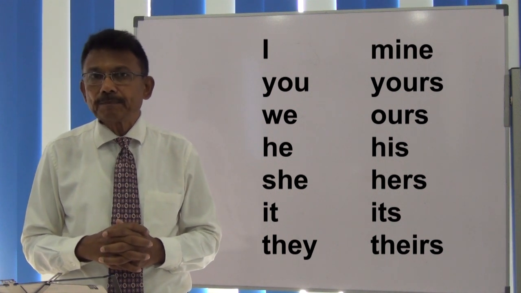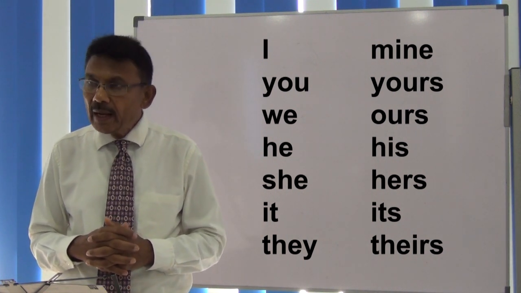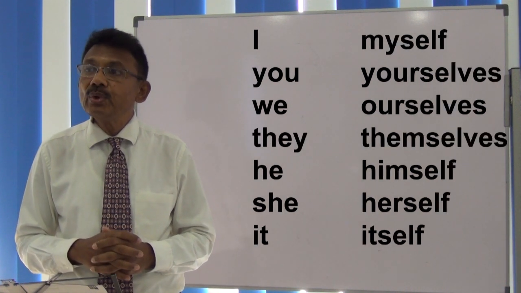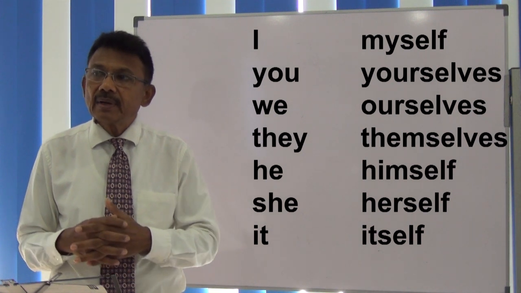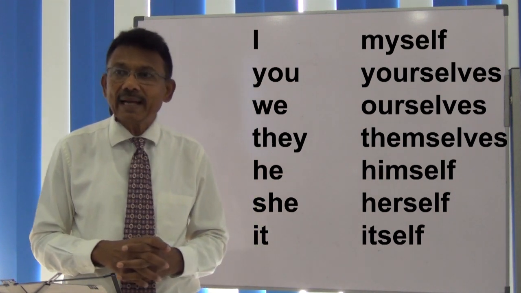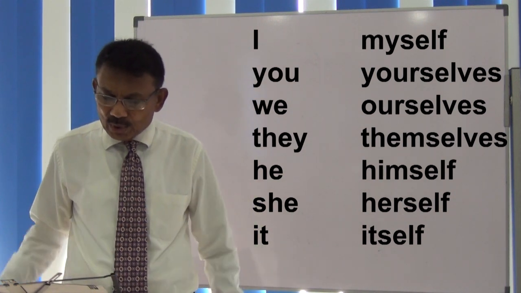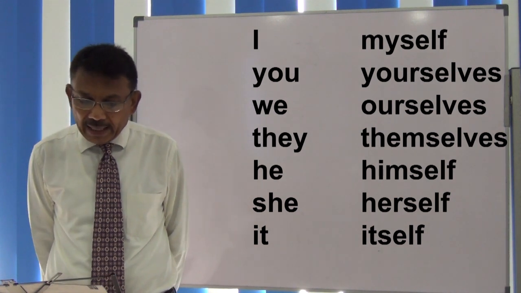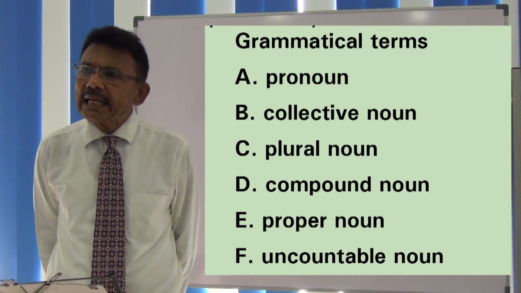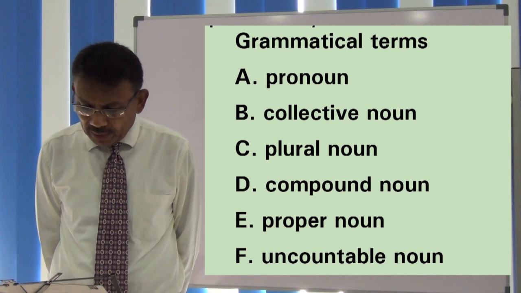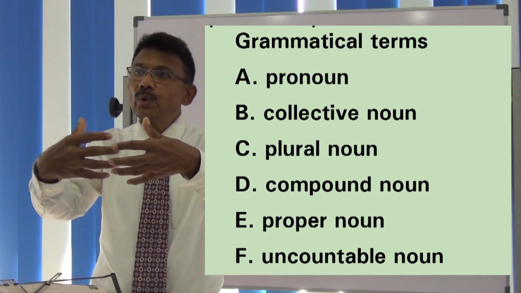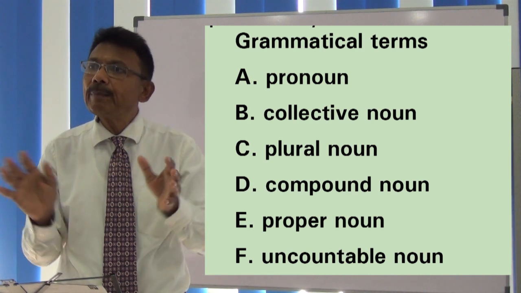Then reflexive pronouns. There was a question based on that also. Reflexive pronouns are myself, yourselves or yourself, ourselves, themselves, herself, himself and itself, right? Everybody knows about pronouns. And then B, collective noun. What is a collective noun? Collective noun tells us a group of things or people.